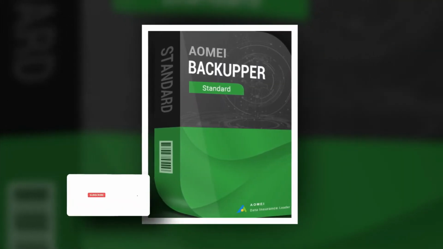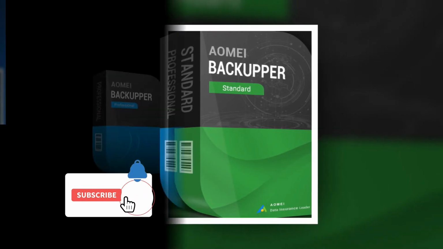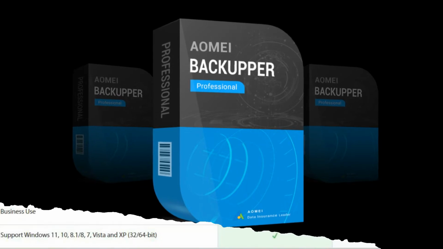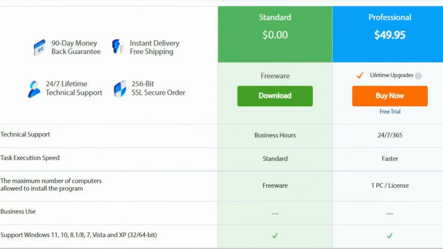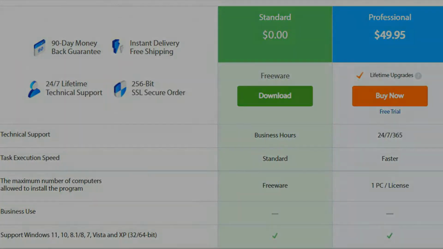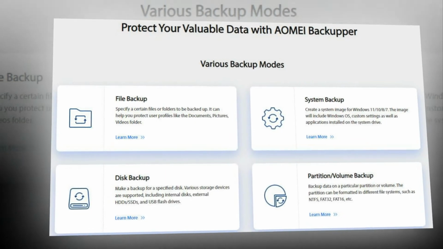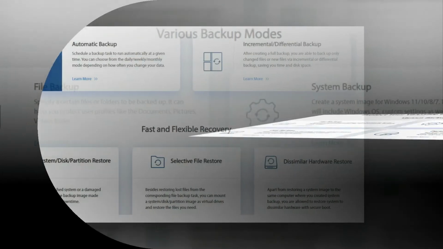The full set of backup and disk imaging tools can be found in the professional version, which is priced at a very reasonable $49.95 per device, which includes a lifetime of free upgrades to any new version as part of the deal. Main functions, backup options: file backup, system backup, disk partition backup, etc.